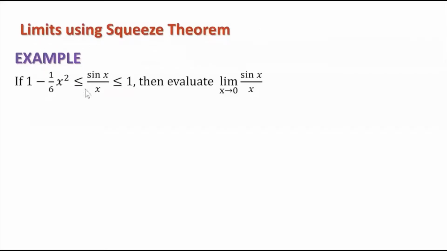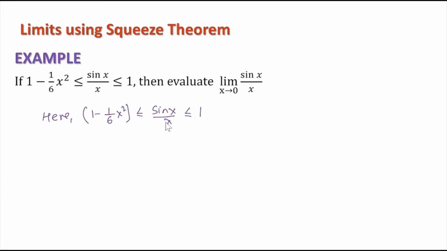Limit using Squeeze theorem. If 1 minus 1 over 6 times x squared is less than or equal to sine x over x, which is less than or equal to 1, then evaluate this limit as x approaches 0 of sine x over x. So you can clearly see sine x over x is squeezed between these two values. This is one, this is the other one. So let me write that. Here, the smallest value is 1 minus 1 over 6 times x squared, less than or equal to sine x over x, less than or equal to 1.